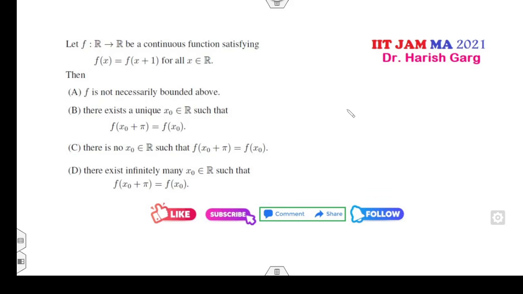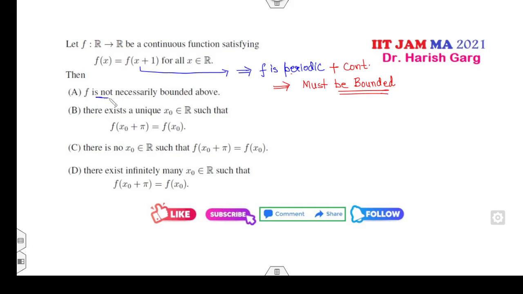Okay, f is a continuous function such that f of x is equal to f of x plus 1. What does it imply? That means f is a periodic function. Also, it is given that f is continuous. So any function which is periodic and continuous must be bounded. So f is not necessarily unbounded; once it is bounded, it is bounded above as well as bounded below. So the first option is cancelled.